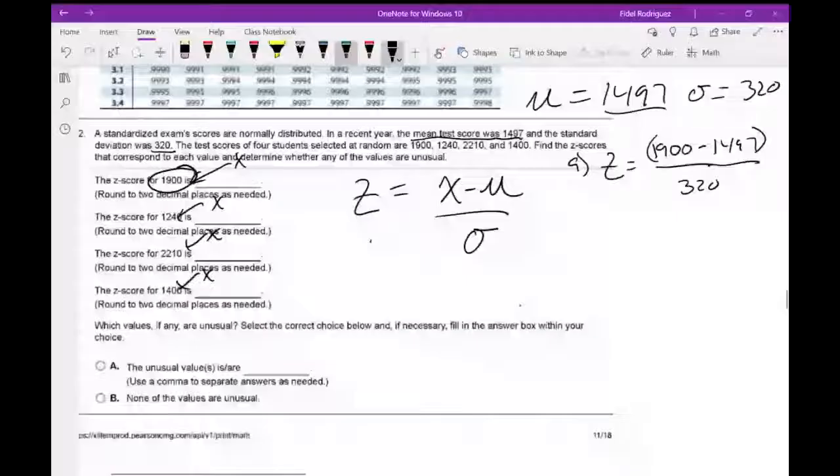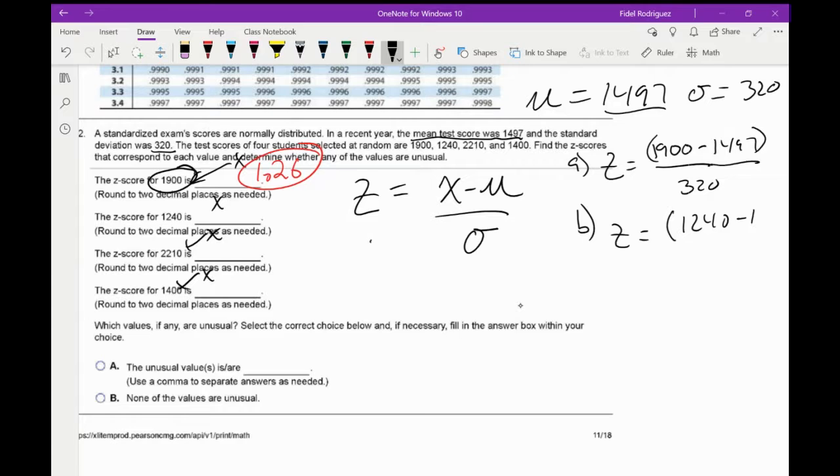So let me come back here. Let's get to this thing here, and right here, guys, we're going to write in 1.26. So look, we did the first one, right? Let's keep doing the rest of these problems. I mean, the process is going to be the same. So when I get to part B, I want you to notice the x value we have is 1240. So we're going to do it the same way. We're going to go 1240 minus 1497, and we're going to divide it by 320.